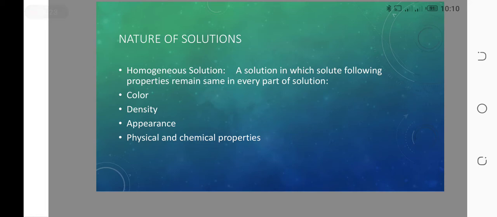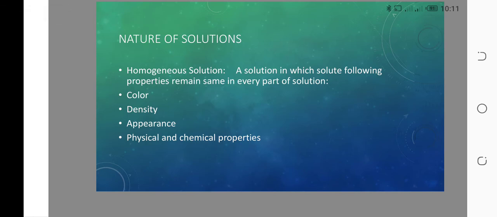So first of all, I would like to tell you about homogeneous solution. What is homogeneous solution and what are the properties of homogeneous solution? So homogeneous solution is such a type of solution in which solute properties will remain same in every part of solution. So properties of solute are not changed in case of homogeneous solution.